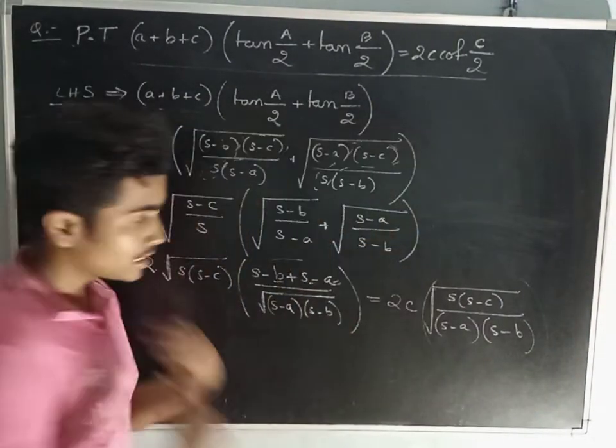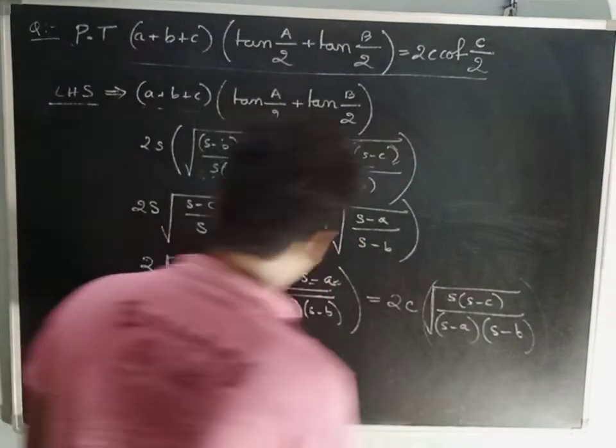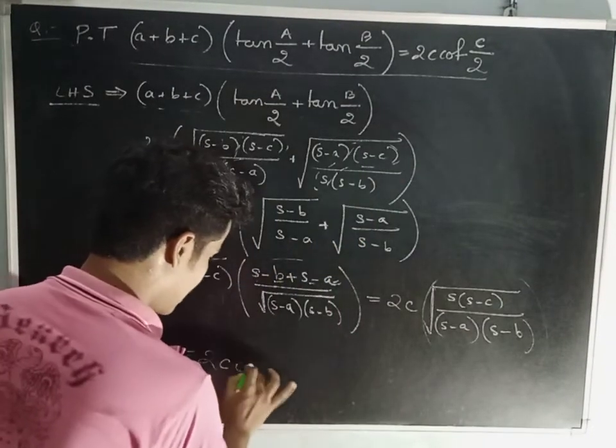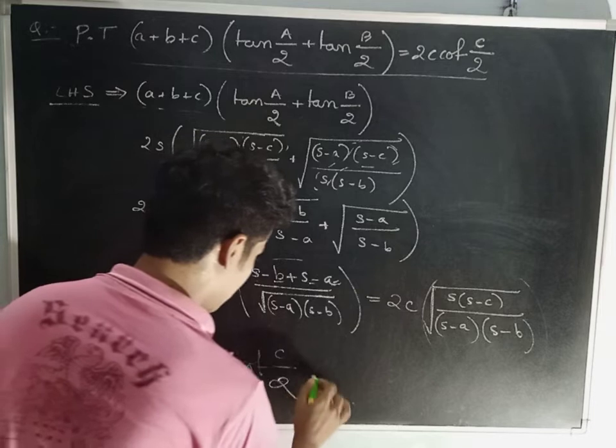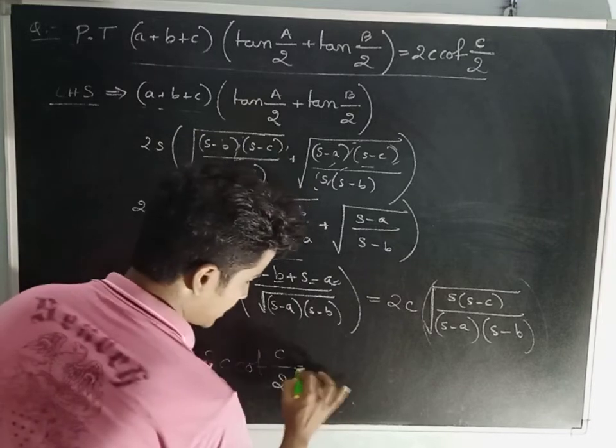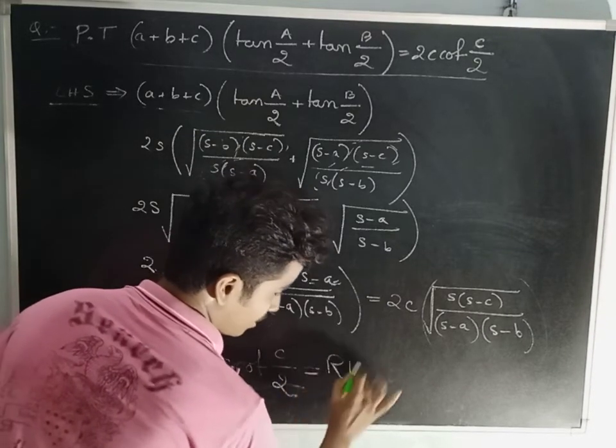This is the simplest form, that is cot C/2. It's nothing but 2c cot C/2, which is nothing but the RHS.